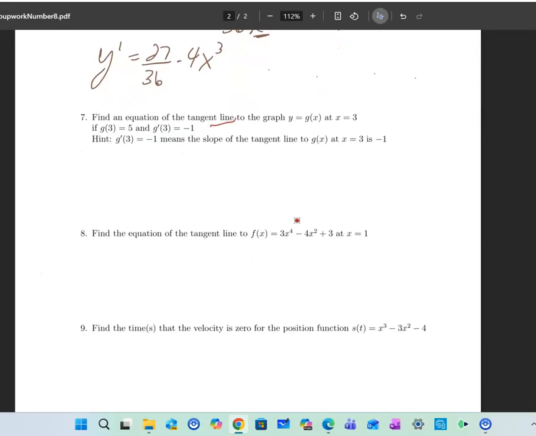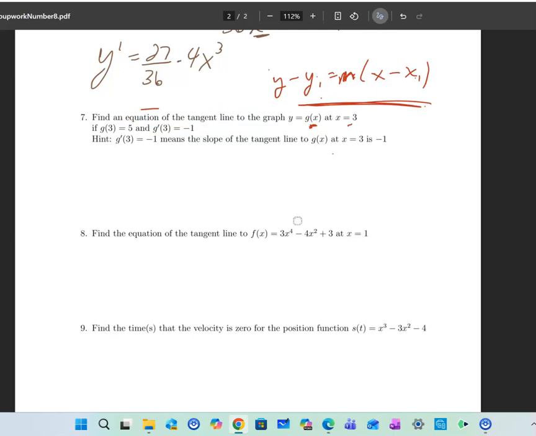So find the equation of the tangent line. So that means you need to find the point and the slope, right? That's supposed to be an m, right? The point and the slope so that you could put it into this to find the equation of the tangent line. So we're taking the equation of the tangent line at g at the point x equals 3.